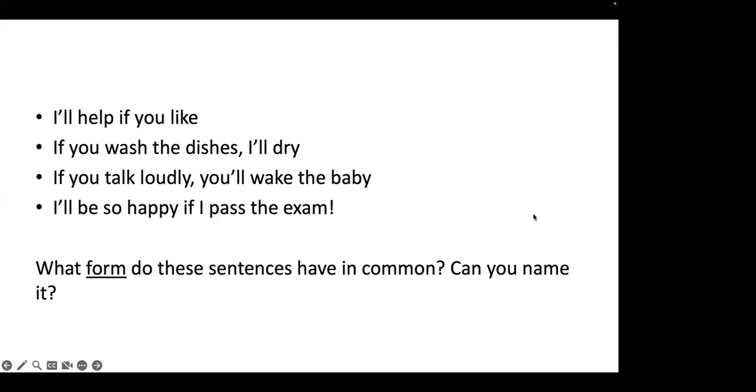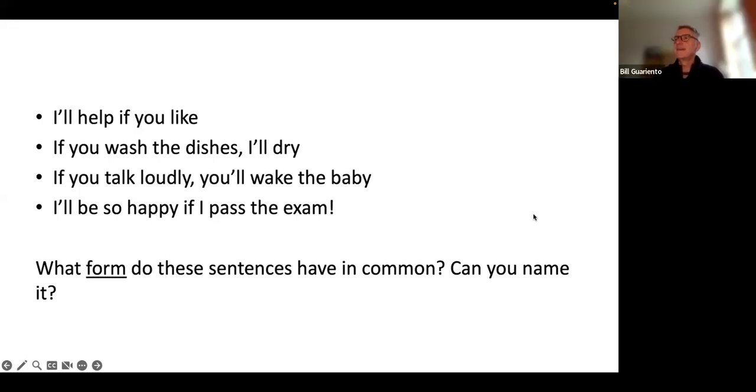Yeah, offering help or agreement. It's very similar to the first one, isn't it? It's a type of offering help, but it's more like talking about if you do something unpleasant, I'll do something unpleasant. It's not negotiating. Okay. So we've got the first one, offering help. The second one, negotiating. The third one, giving a warning. The fourth one, expressing optimism.